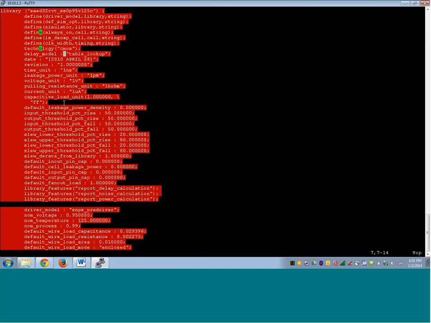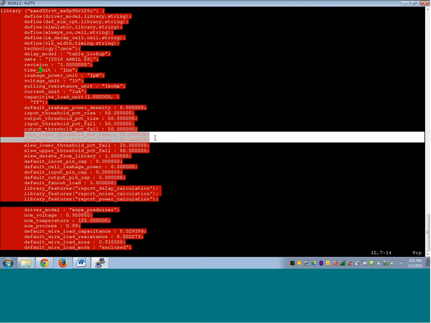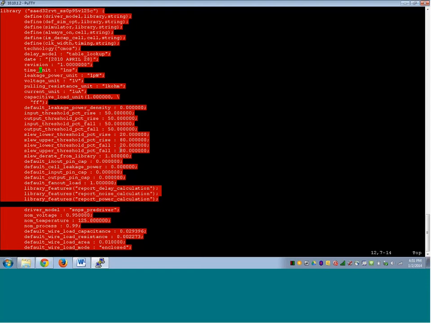It also has the time units. The library defines all the units. Then it defines some threshold values. These are the threshold values used for calculating rise time and fall time, 20-80. So we know from here that the limits for calculating the transition times are from 0.2 VDD to 0.8 VDD.